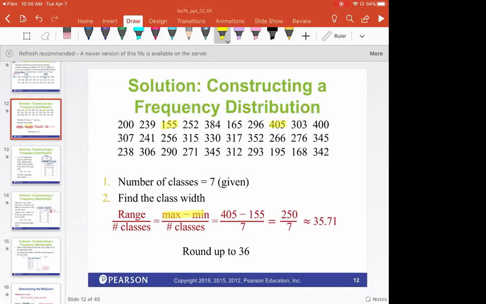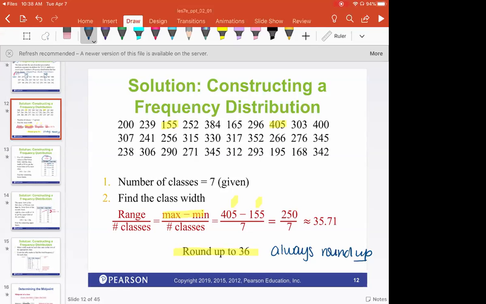All right, so I have my highest number, which I found to be 405, and my lowest, which is 155, right? I subtract them to get 250 and use your calculator. And for sure, I need to divide that using a calculator. 250 divided by 7, I get 35.71. And the trick to this is to always round up. We always round up. So 35 point something, I want to work with 36. So this means between each class, I want 36.